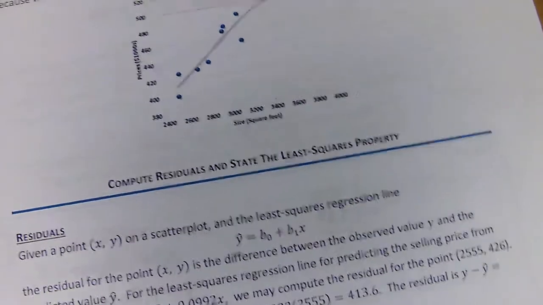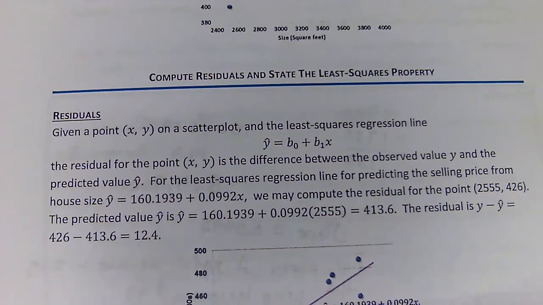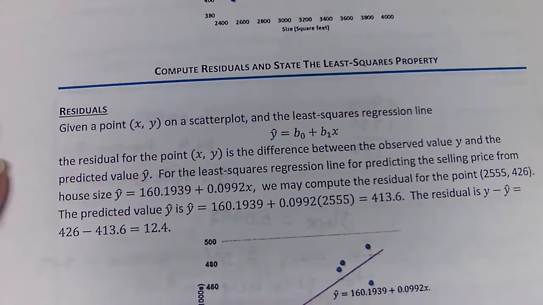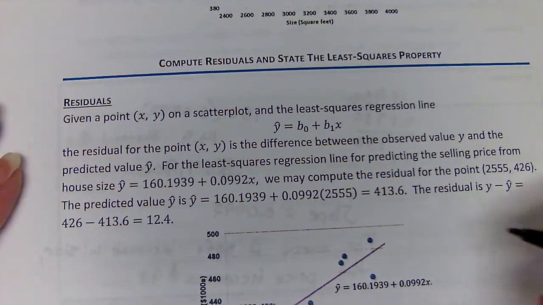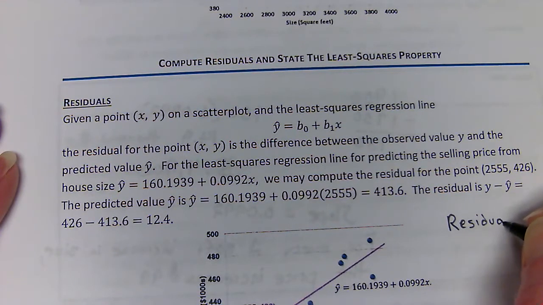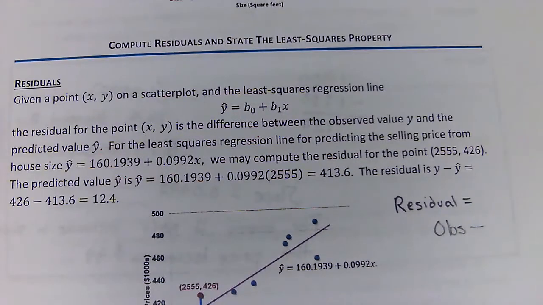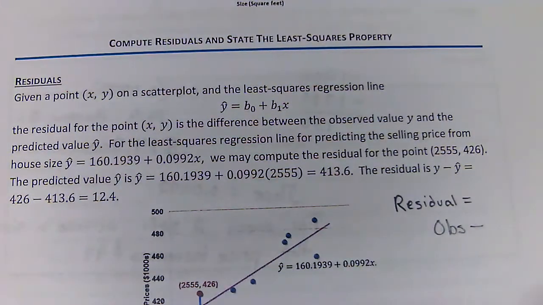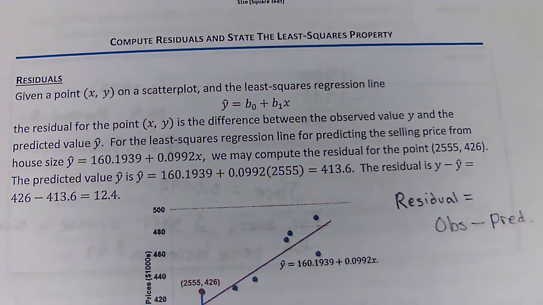Now, the next thing I want to talk about are what are called residuals. So let's take a look again at our scatter plot and our regression line. Our residual is the difference between the observed, what we actually saw, as in this example, the price of the house, minus what we predicted from the regression line.